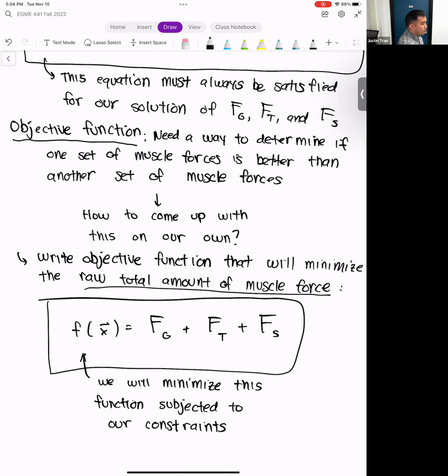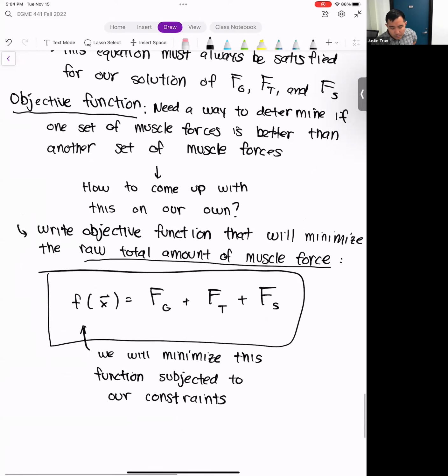So I chose this one for our first objective function because we can actually kind of solve this by hand. And so I'll show you the process that you would go through to solve this equation by hand. Okay. Any questions on how we set this up so far?